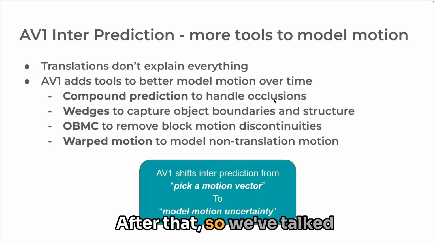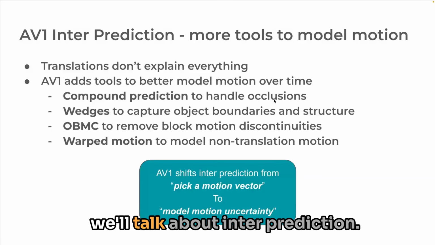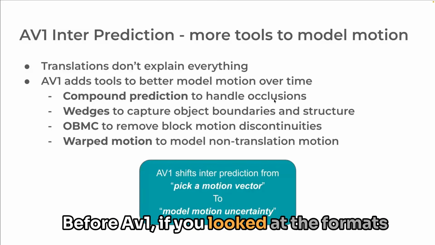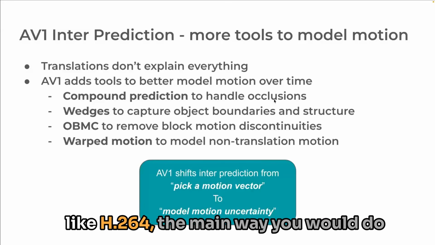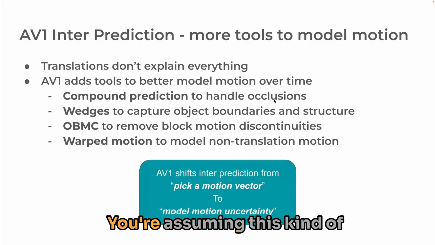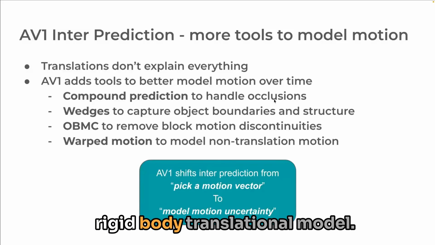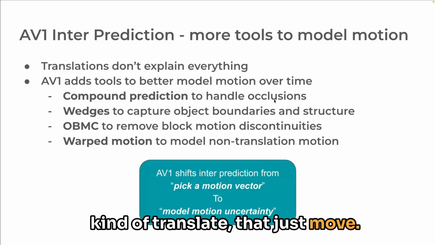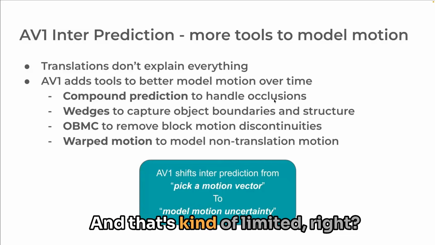After that, we've talked about Intra Prediction, now we'll talk about Inter Prediction. Before AV1, if you looked at formats like H.264, the main way you would do interprediction is through motion vectors. You're assuming this kind of rigid body translational model. In other words, objects that just kind of translate, that just move. And that's kind of limited, right?